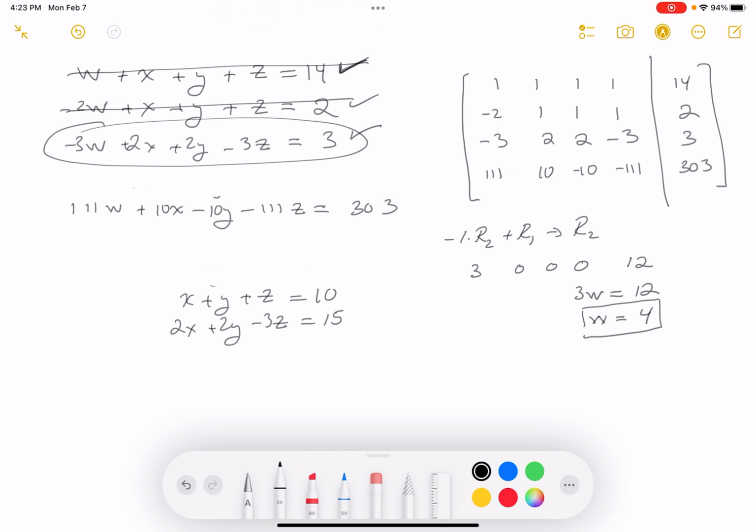And I noticed something really nice about this one too, right? So I'm really kind of working with these two now, and I know something immediately nice about it. All right, so I'm going to write down minus 2 times that top row, and what would you get? You get minus 2x minus 2y minus 2z equals minus 20. And then you add these two equations together. What do you get? Minus 5z equals minus 5, so z would be equal to 1.